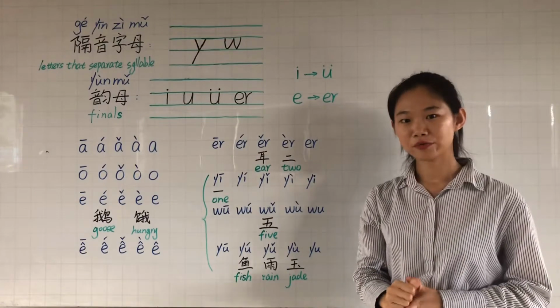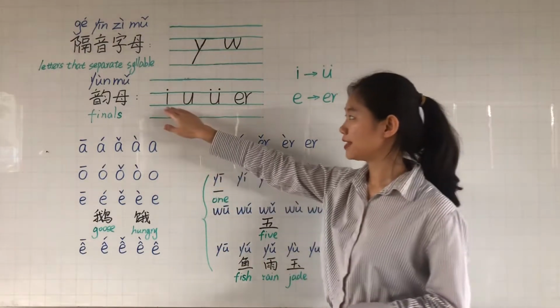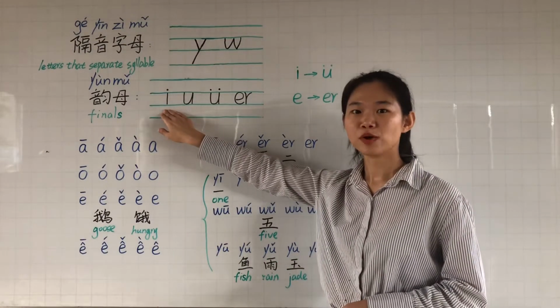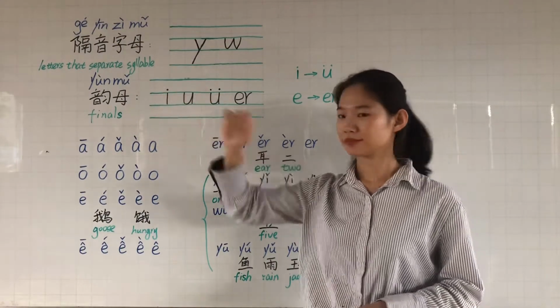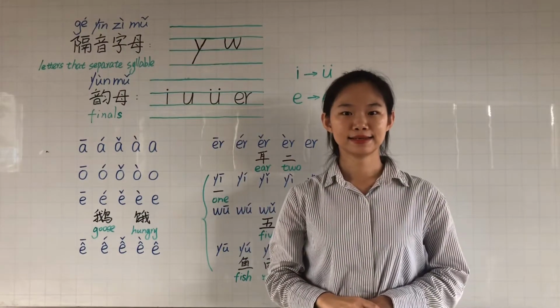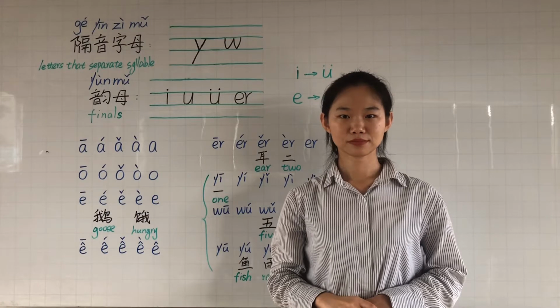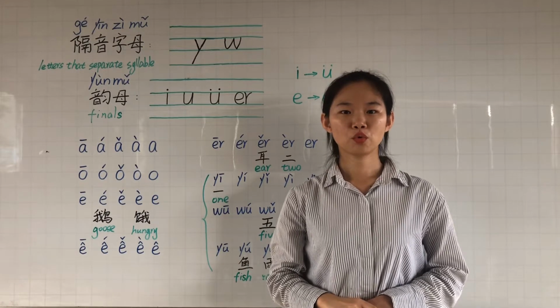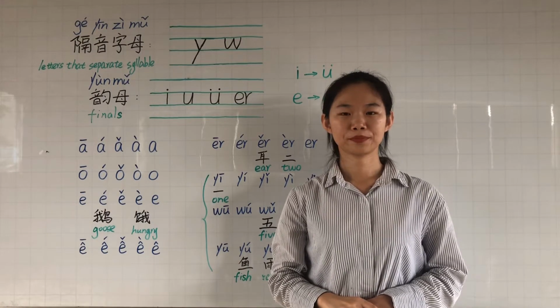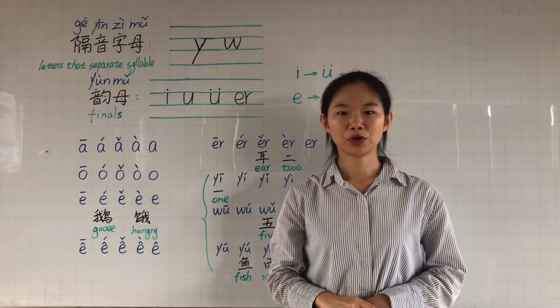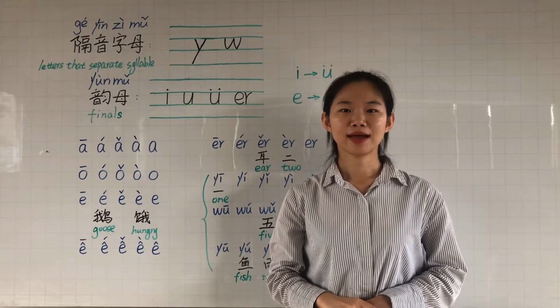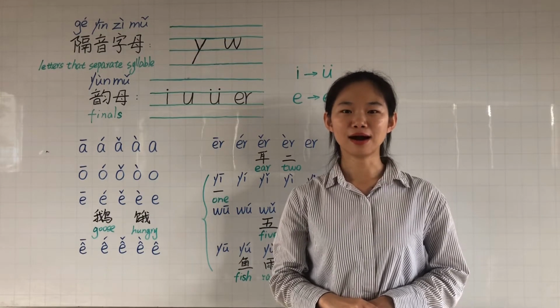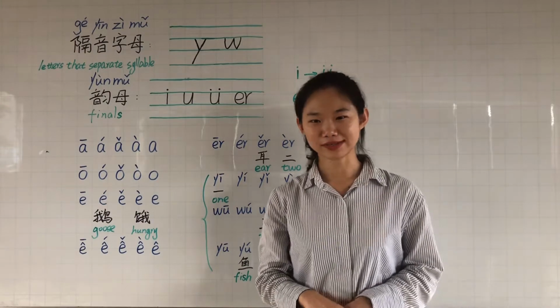Let's do a very quick review, okay? Repeat after me. Each one twice. e. e. u. u. er. Very good.